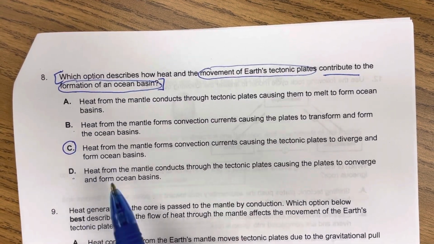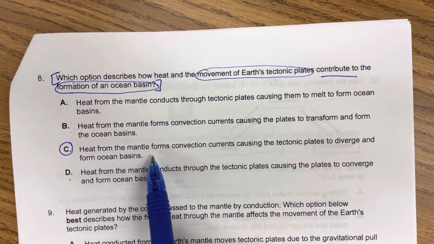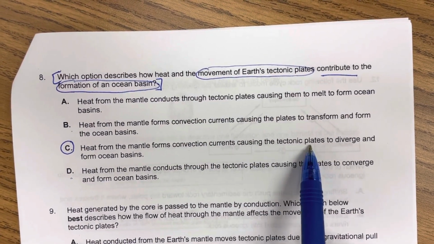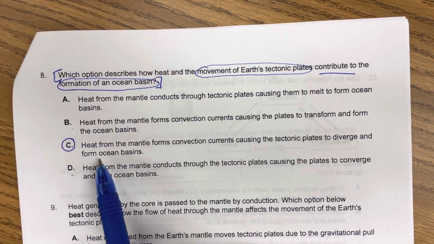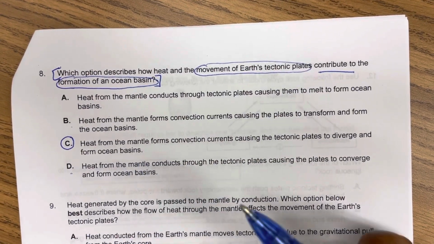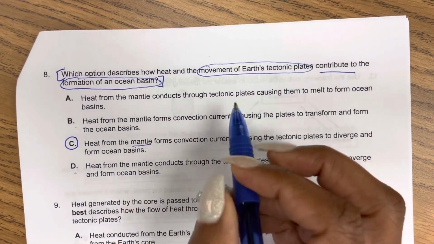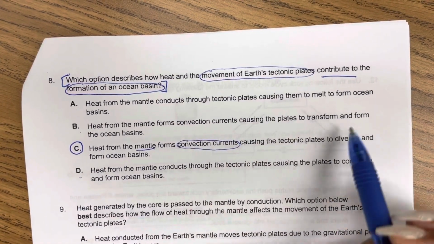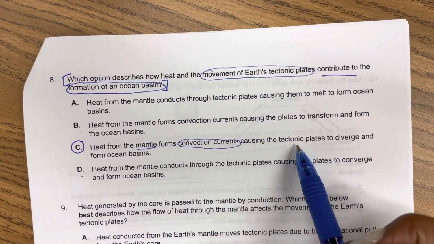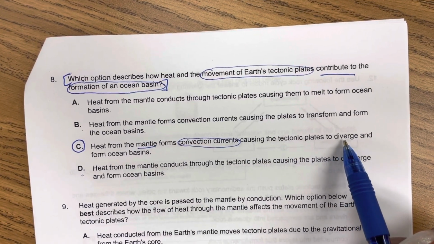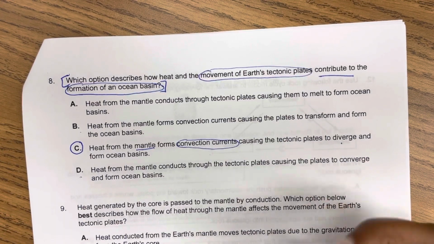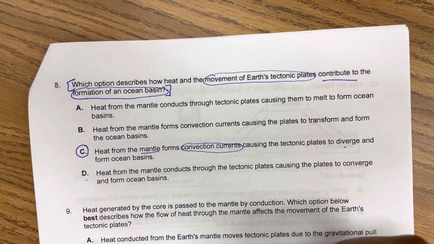So the correct answer states, heat from the mantle forms convection currents, causing the tectonic plates to diverge and form ocean basins. So we know that in the mantle, we have convection currents, right? We know that those convection currents will cause either divergent boundaries, convergent boundaries, or transform boundaries, okay?